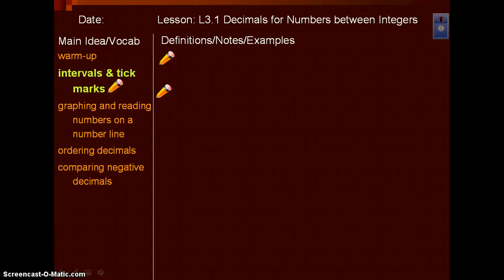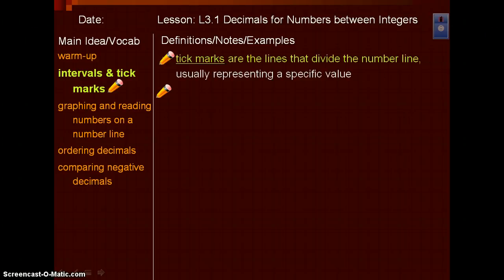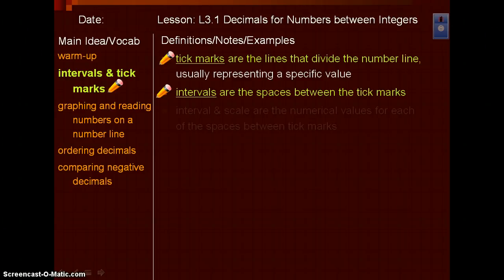When we're taking a look at this sort of thing, we consider intervals and tick marks. Tick marks are the lines that divide up the number line. They usually represent a specific value for us. The intervals are the spaces between the tick marks. They usually represent an exact value. They help us determine which number is on each tick mark.